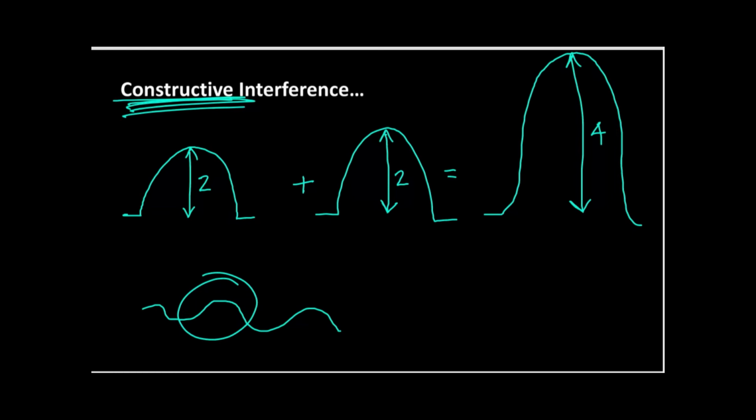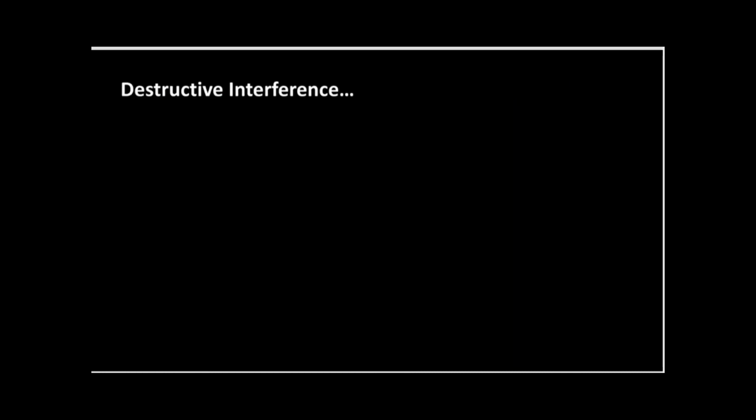And so that's constructive interference, and that's when two things are hitting each other and they're both going the same way, so they're going to constructively interfere, and they're going to get even bigger. Now, destructive interference is basically the opposite, right? And it sounds like you're breaking something apart.